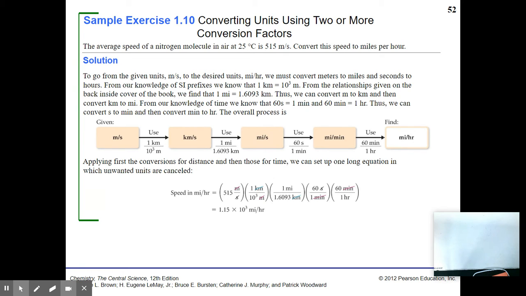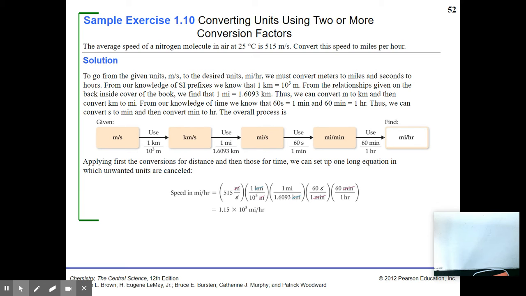So when you have a two or more factor conversion, I always encourage the students to start off converting the top unit. So the top unit, we need to go from meters to miles. Okay? Well, we've already seen that a kilometer and a mile have a relationship. They have a conversion factor. So what they do here is they convert meters to kilometers first.